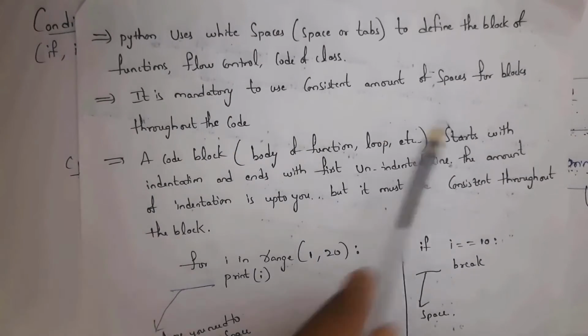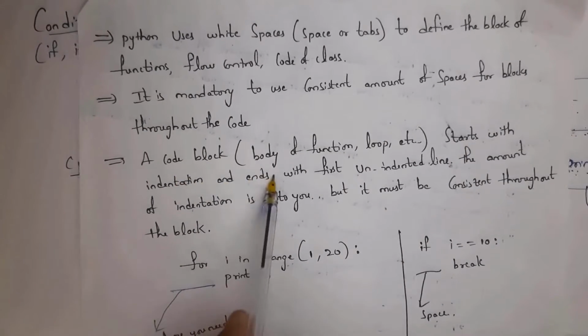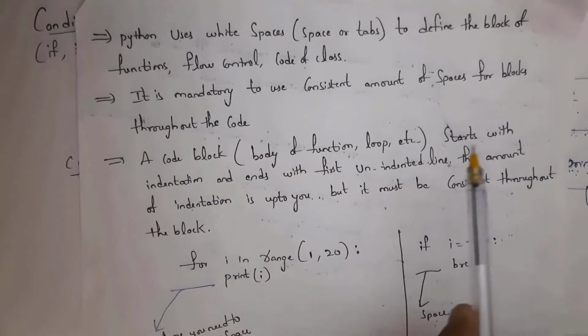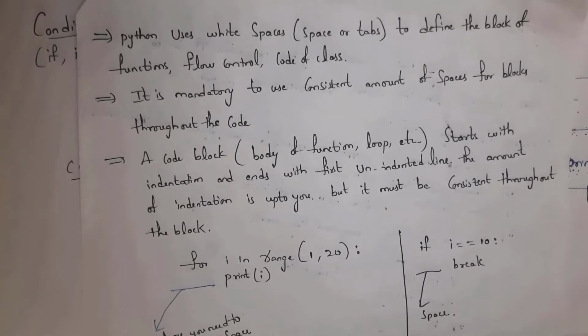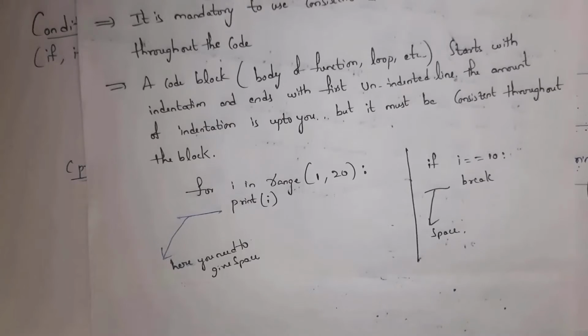A code block starts with indentation and ends with the first unindented line. If you do not use any space, that means you are writing code outside the block. The amount of indentation is up to you, but it must be consistent throughout the block. How much space you want to give, that much you can give, but you need to maintain consistency. This is Python indentation.